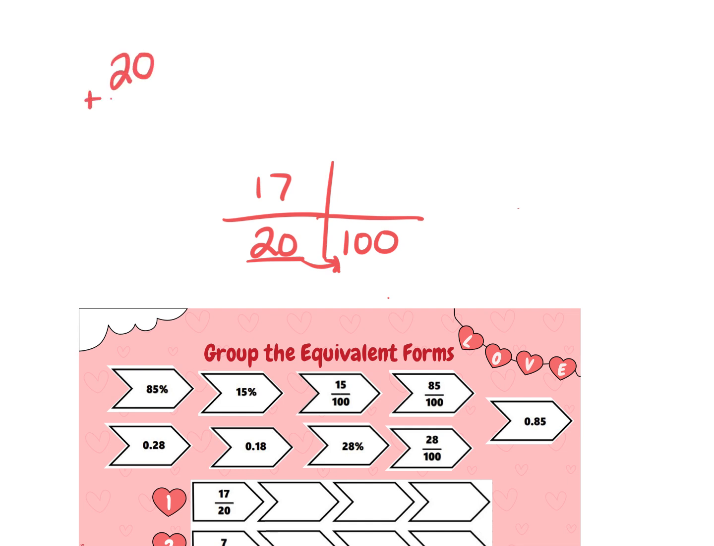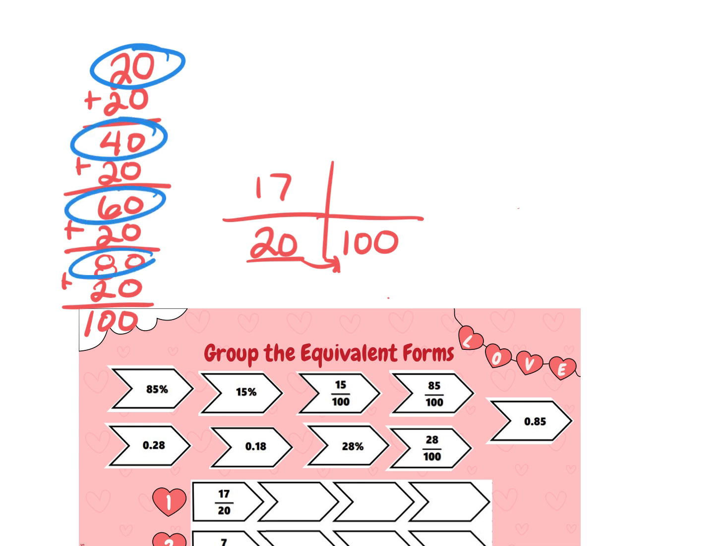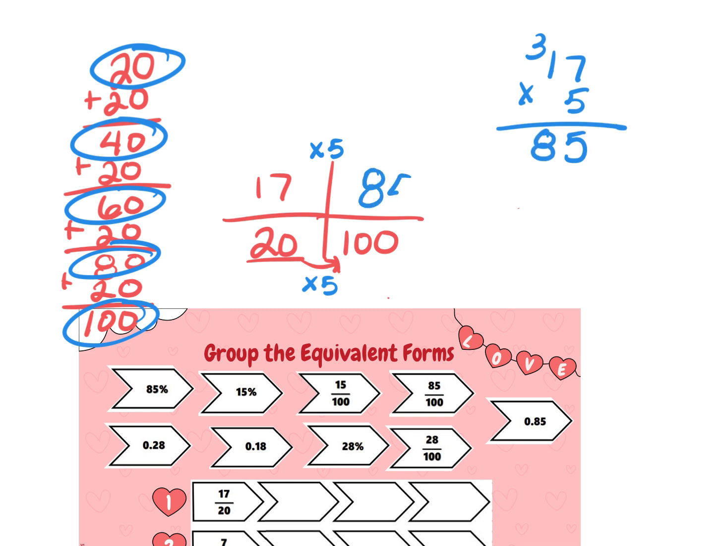So let's count by 20s. 20 plus another 20 is 40. Plus another 20 is 60. Plus another 20 is 80. Plus another 20 is 100. So that took us 1, 2, 3, 4, 5 times. So I can go straight by multiplying by 5. So we're going to do 17 times 5. 5 times 7 is 35, so 5 carry 3. 5 times 1 is 5, plus the 3 is 8. So it's going to be 85 out of 100.